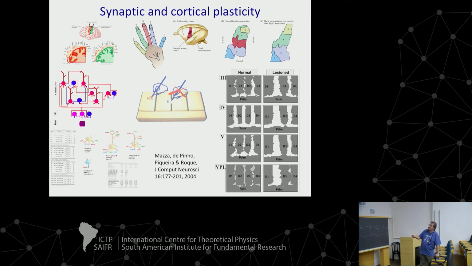We were able to simulate this using a detailed model of the somatosensory cortex, and we were able to show the same phenomenon. So there's an invasion of the area that before represented, say, digit number 2, which was lesioned here, by the other digits. So this is just to show you that it's possible to simulate plasticity phenomena in a computer model.